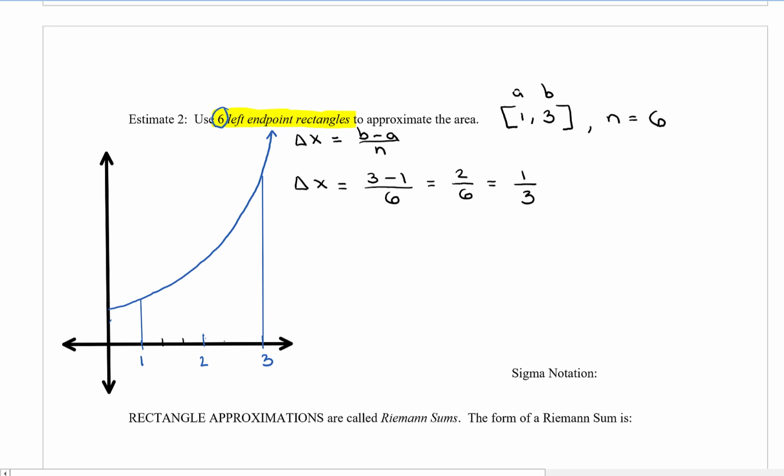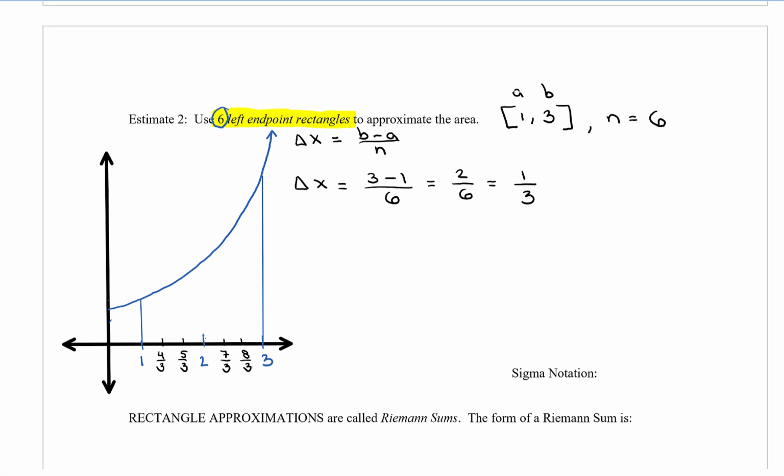Let's go ahead and find these little sub-intervals. I'm going to add in more little tick marks in between 1 and 2 and 2 and 3. So in between 1 and 2, I've got 4/3, I've got 5/3, and in between 2 and 3, I'm going to have 7/3 and 8/3.